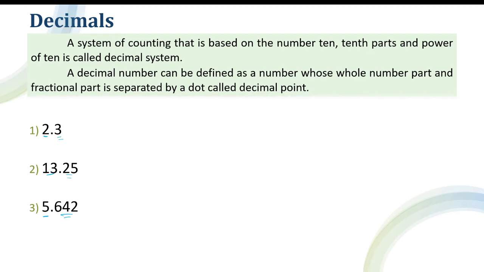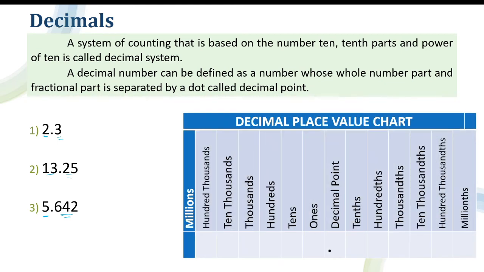So usually we read it as 2.3, 13.25, or 5.642. But recall that the proper way to read decimals is using the place value chart. You can put here 2.3 in the place value chart to read it carefully. The decimal point is read as and. So we read first the whole number followed by the decimal point or and, and then the digit after the decimal point together with its place value.